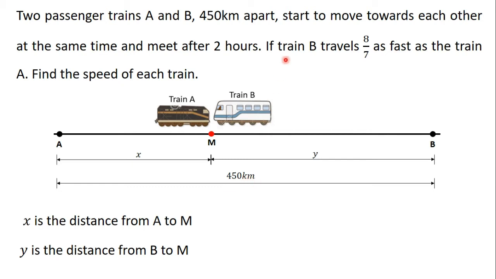The question goes on to tell us that train B travels 8/7 as fast as train A. This means that if we multiply the speed of train A by 8/7, we will get the speed of train B. The question wants us to use this information to find the speed of each train. Okay, so now that we understand the question, let's go on with the solution.